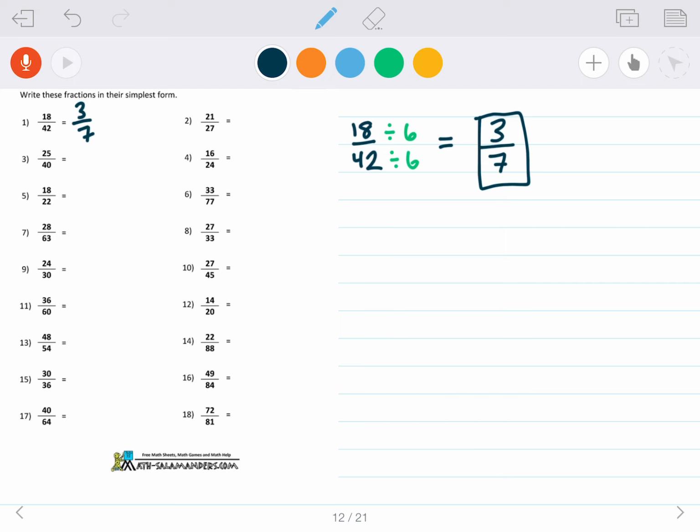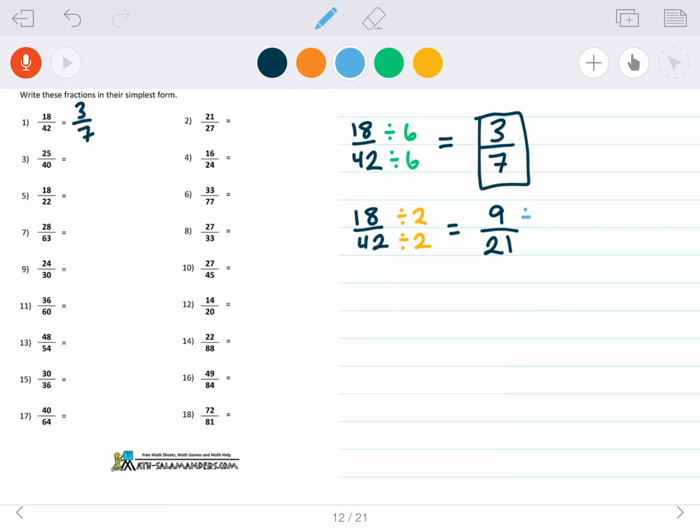Now, let's say I couldn't think of 6. Let's say I was like, okay, well, they're both even, so they can both be divided by 2. Let's start this process over. If I divided instead top and bottom by 2, well, on top, 18 divided by 2 is 9. On bottom, 42 divided by 2 is 21. And I would say to myself, well, 9 and 21 have a number that will divide both of them evenly. And that number's 3.